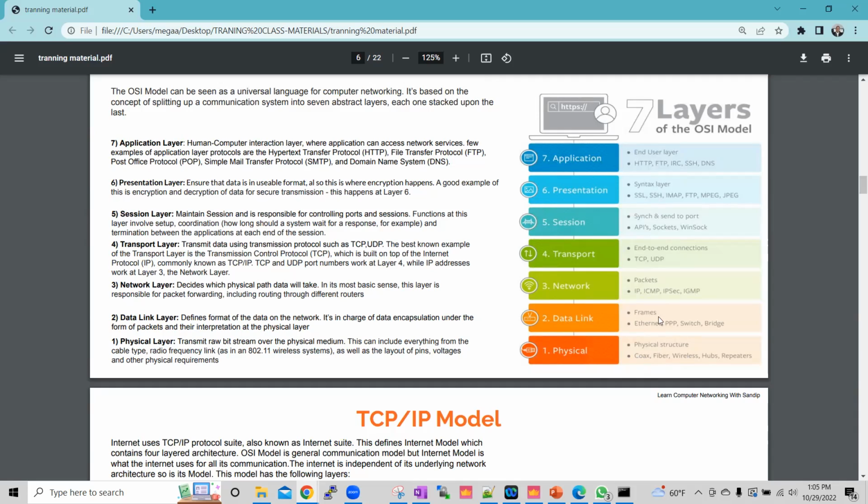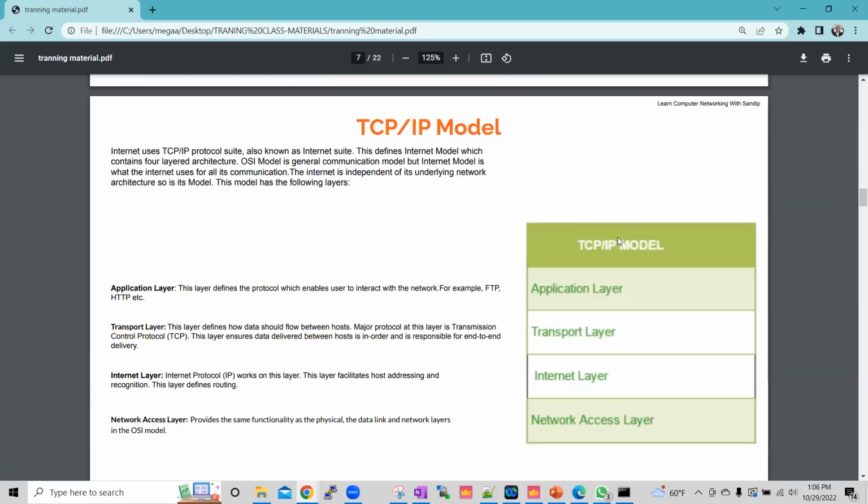Layer 2 is for MAC address. Layer 3 is for IP address and routers. Layer 4, which is the transport layer, is TCP and UDP. And then layers 5, 6, 7 are majorly for session, presentation, and application. Most of these we discuss when we're doing firewall, because we need to see how they role play. That is that.